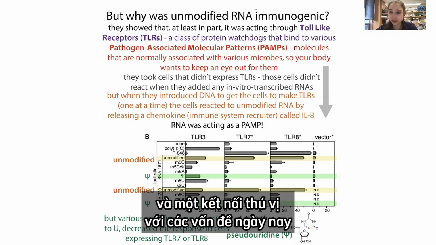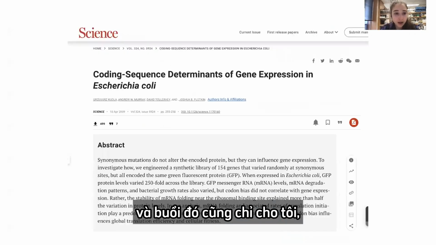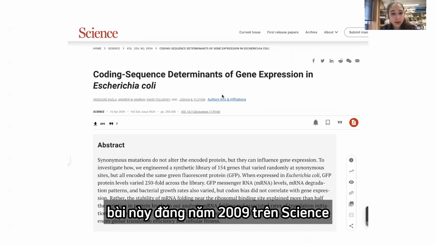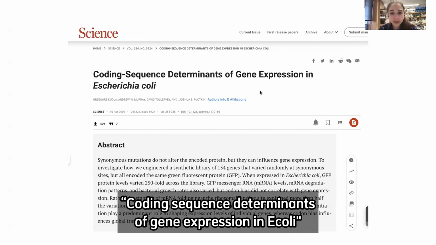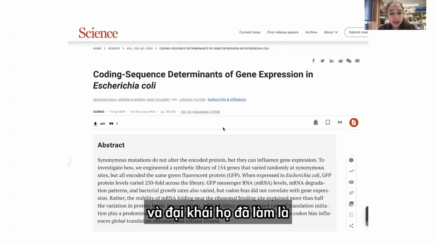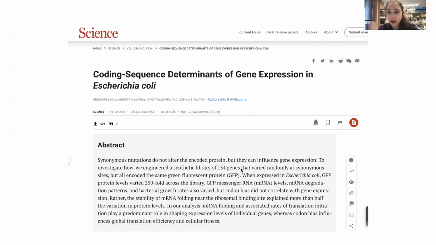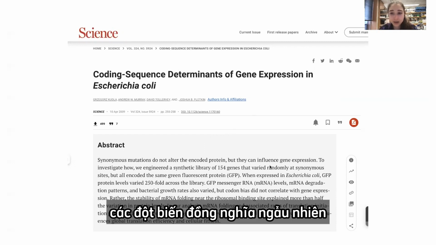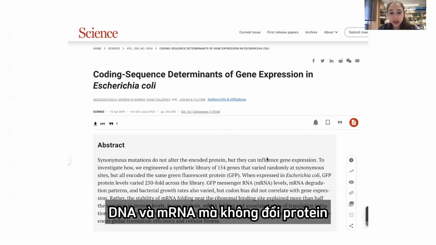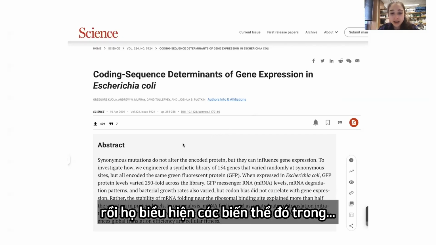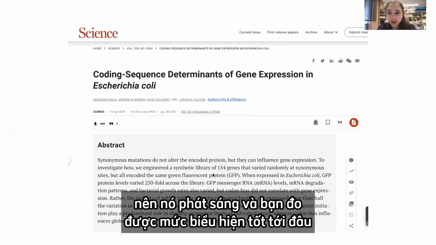And a cool connection to things today. They also had a good webinar that I'll link you to, which also pointed me to this cool paper. This was published in 2009 in Science, Kudla et al., coding sequence determinants of gene expression in E. coli. Basically they made a synthetic library of genes for GFP. These had random synonymous mutations, so they were changing the DNA and the mRNA without changing the protein. They then expressed them in E. coli, and because GFP is fluorescent, it will shine and you get a readout of how well it's made.